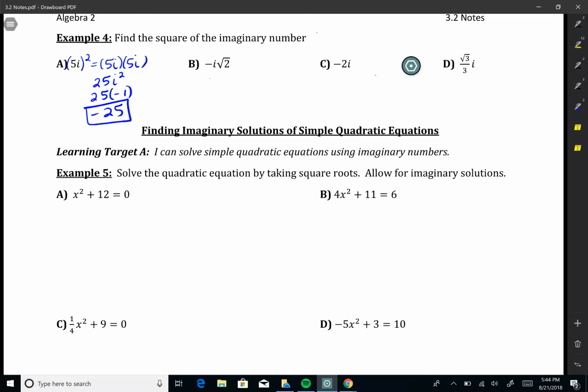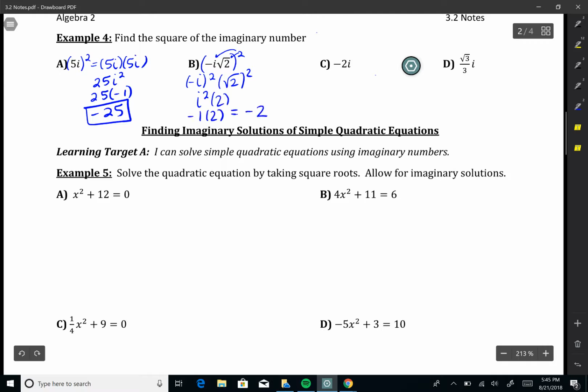Okay, let's do B. If I square -i times the square root of 2, you can also apply the power separately if you would like. I'm just doing this a little different than I did the first one. So a -i squared is a positive i squared, and rad 2 squared is just 2. We know i squared is -1, and -1 times 2 is -2. So basically if you're squaring i, it just makes a number negative, and then you square the number that's next to it. All right, we will do the next 2 in class.